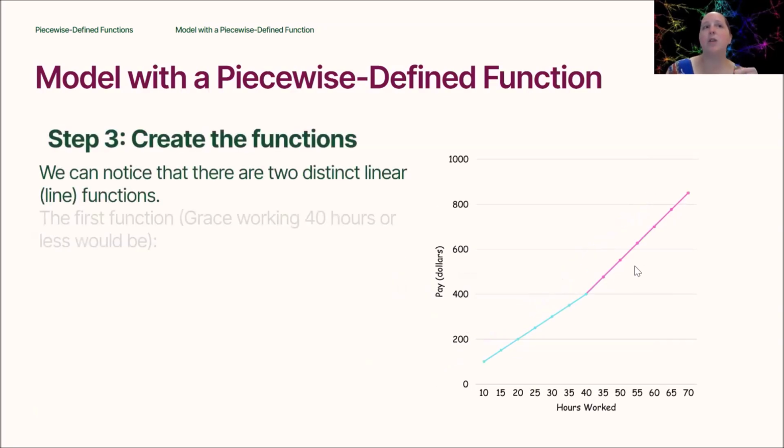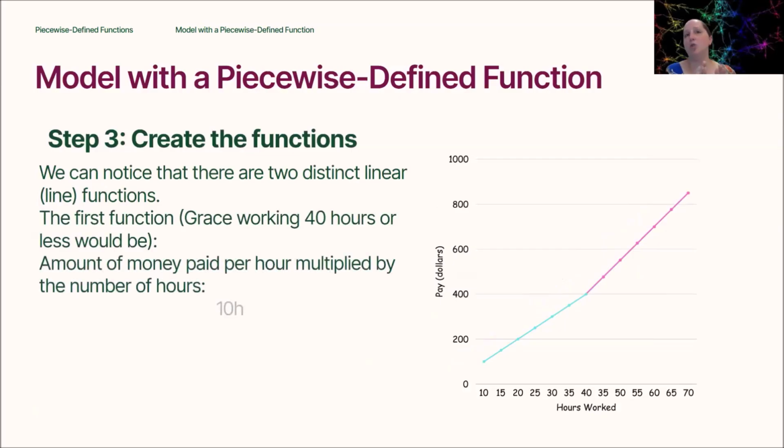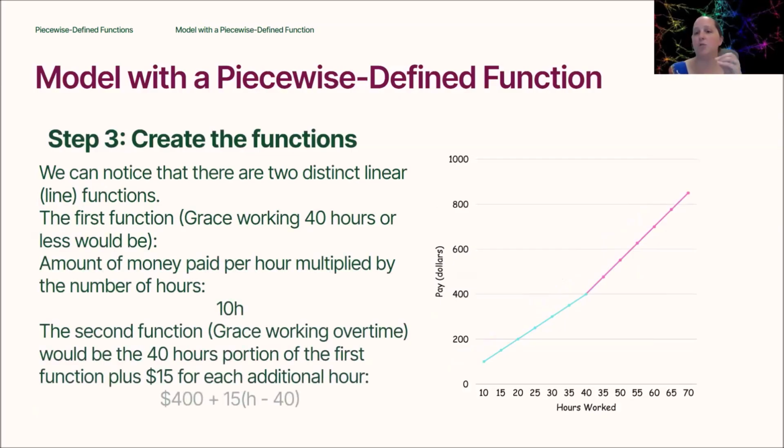Okay, so now I can create the functions. I can notice that I have 2 distinct linear functions. I have 2 lines. The first function, Grace working 40 hours or less, would be the amount of money paid per hour multiplied by the number of hours. So it would be 10h or 10x or 10z or whatever variable you would like to use. We used h because it's hours.